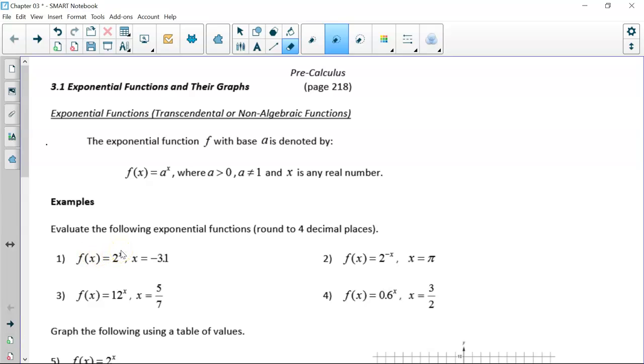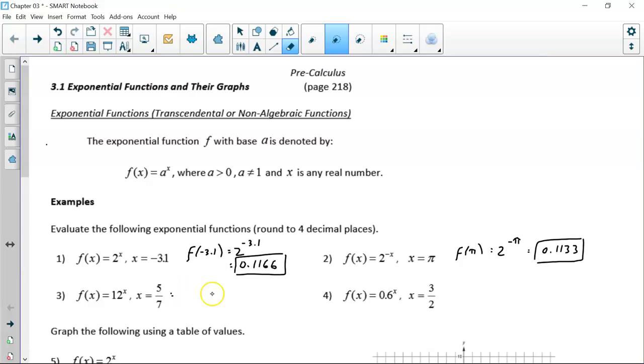F of x equals 2 to the x. So f of negative 3.1 equals 2 raised to the negative 3.1. Make sure you use parentheses around your exponent, and you're going to find out that that equals about 0.1166. F of pi for number 2, it's going to be 2 raised to the negative pi. And your calculator should have a pi button there, and you're going to get about 0.1133. This is all about calculator practice. So make sure you're practicing on your calculators.